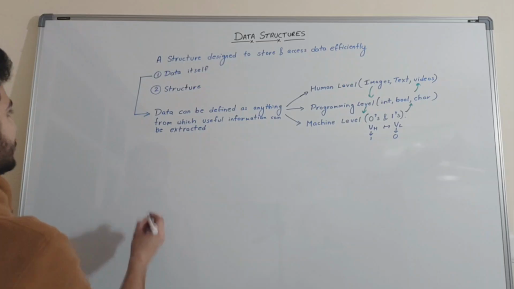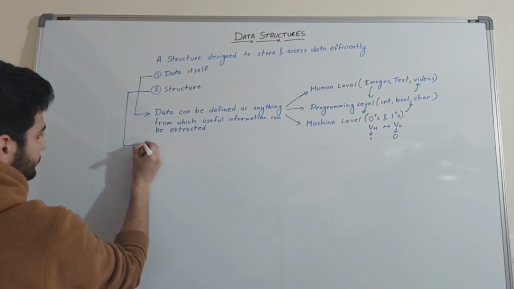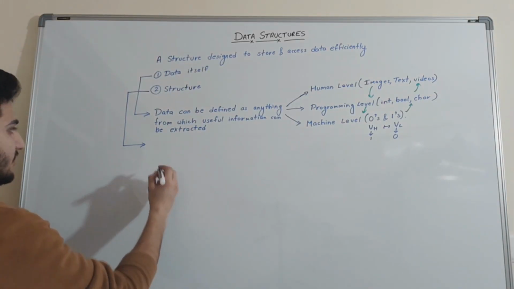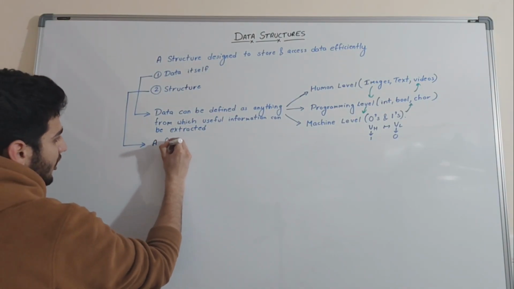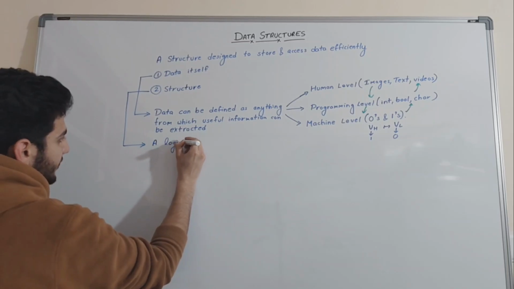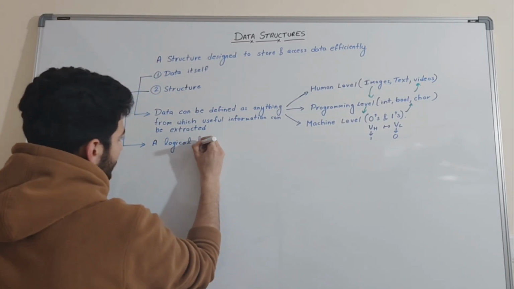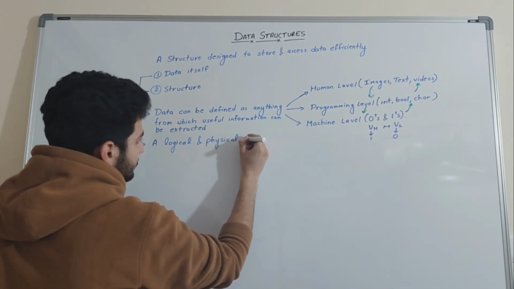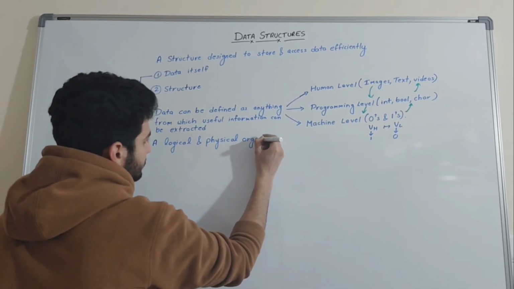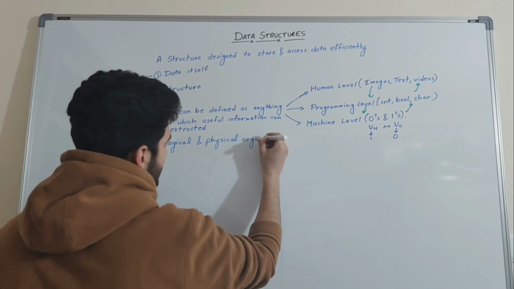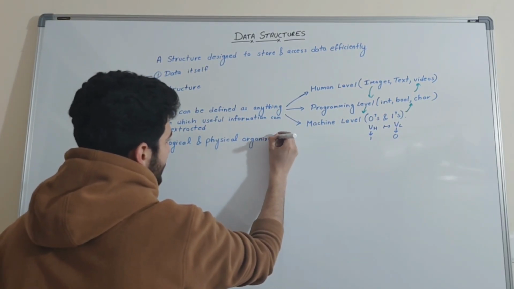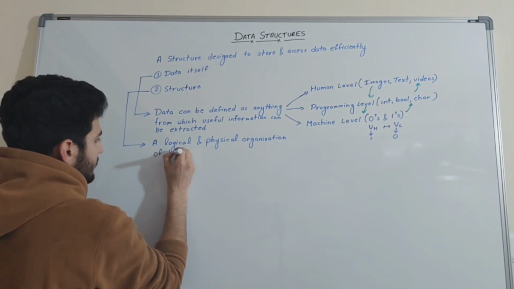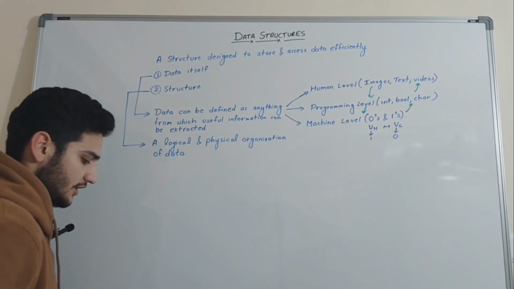Now let's discuss something about the structures. What is a structure? A structure can be defined as a logical and physical organization of data, in our case. A logical and physical organization of data is known as a data structure. This is a structure.